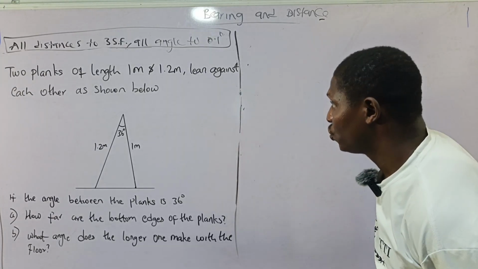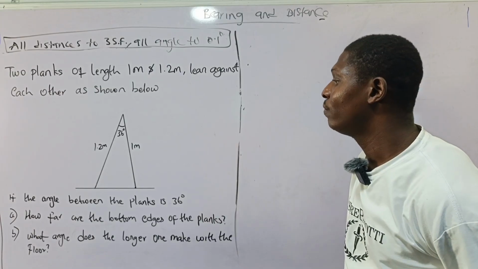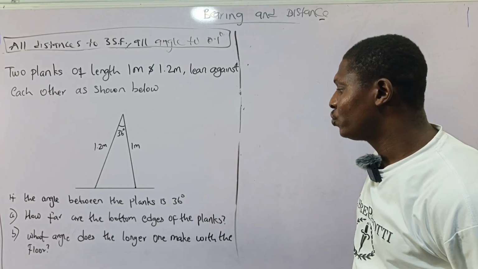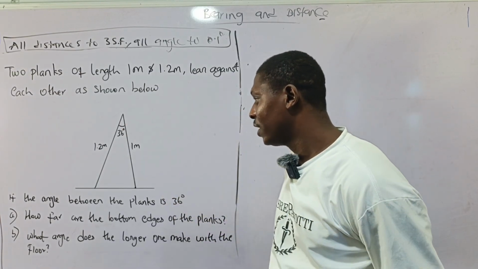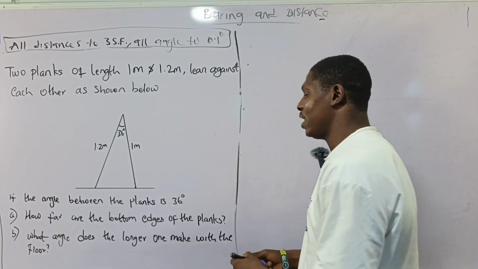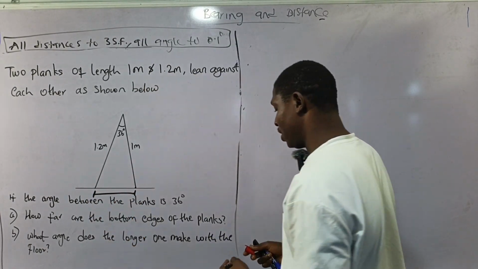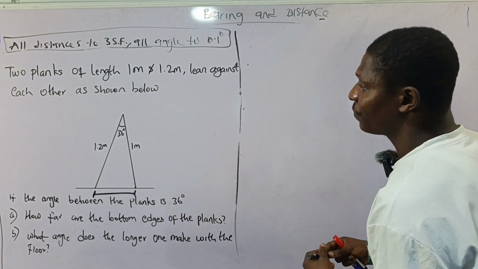Two planks of length 1 meter and 1.2 meters lean against each other as shown below. And here is the diagram. If the angle between the planks is 36 degrees, how far are the bottom edges of the planks apart? So this is the distance between the two planks, which is the bottom edges. Let's solve that before we think of our B.